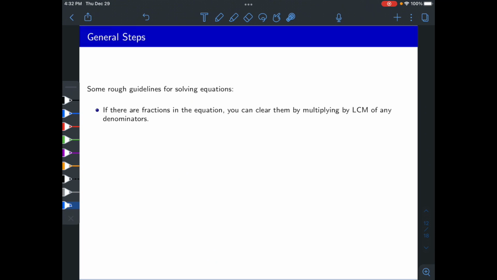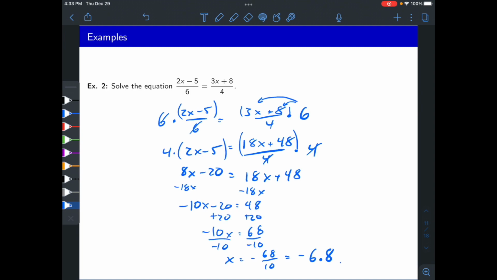All right, so some general guidelines for solving equations. Like I said, there's a bunch of different ways you could go about doing it, and so it's not really useful to say do this step, then do this step, then do this step, and that'll work every time. I don't think that's a useful way to think about it, but these are some good rough guidelines. So if there are fractions in your equation, you can clear them out by either cross multiplying or multiplying by the least common multiple of any denominators. Oh, I probably could have shown you that.